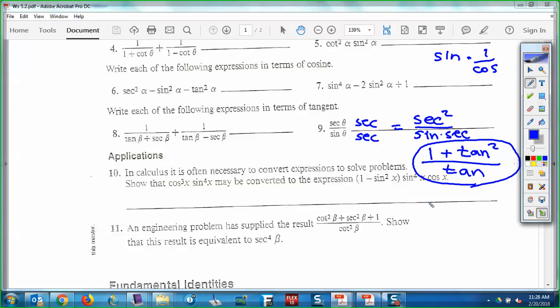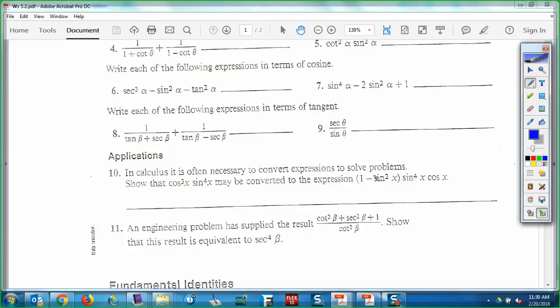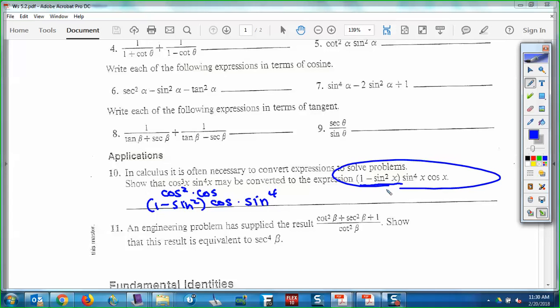Okay, all right. So this one is just to show that this can be converted into this. Well, that just means cosine cubed. You look at what they did. What is that right there? Cosine squared. So all they did is they took cosine cubed and made it cosine squared times cosine. And then they turned the cosine squared into 1 minus sine squared, and then left the cosine, and then left the sine to the fourth. And then that's that right there. So they just broke apart the cosine cubed and did that to it.